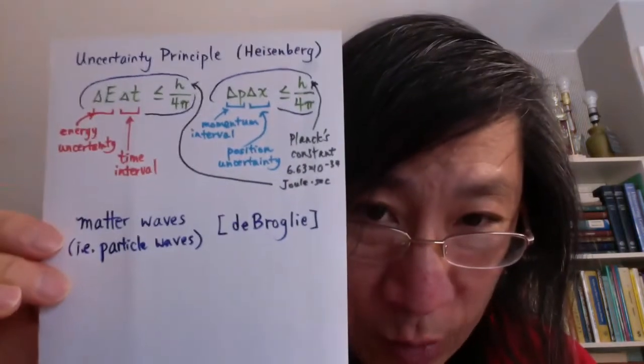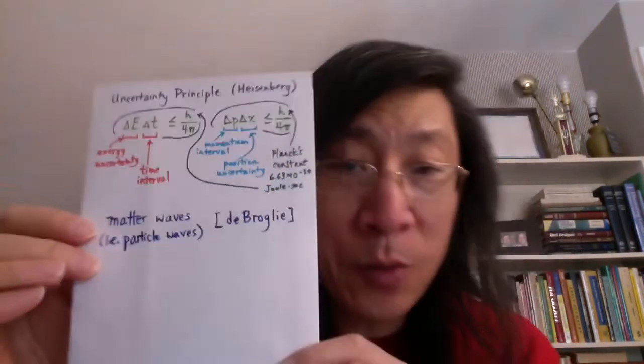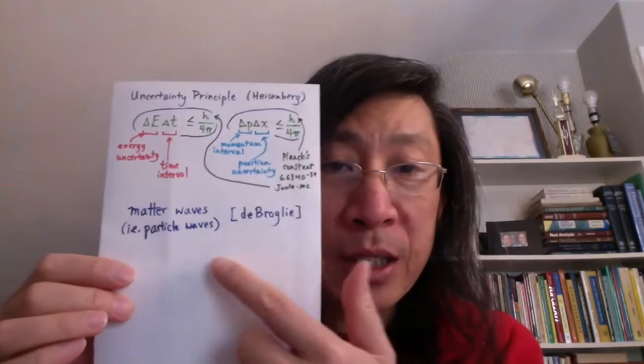Louis was a young guy around 1923 when he said, hey, you know what? I think we can make an equation that very simply explains what the particle waves are depending on its momentum, so that the wavelength of any particle, lambda, is Planck's constant, there's that number again, divided by the momentum of the particle.